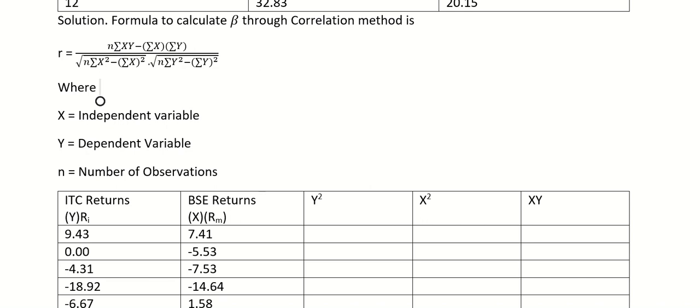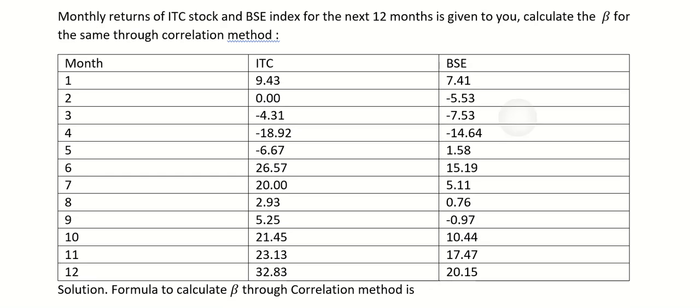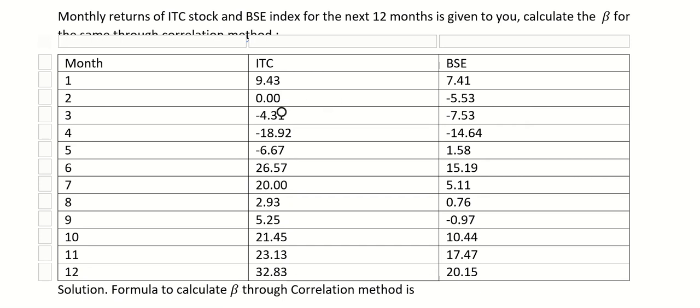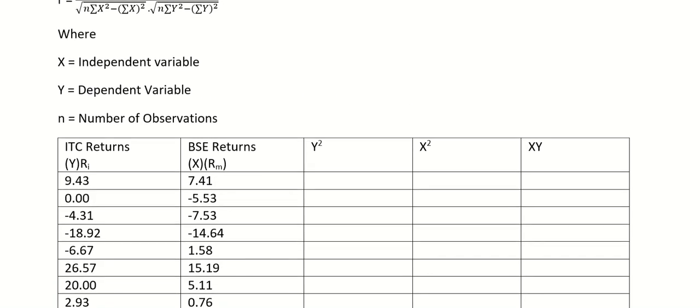So let's move forward. One thing is very important when you calculate beta. That is, do not interchange the values of x and y. X is always the independent variable and y is always the dependent variable. Okay. So do not interchange. If you interchange it, you will commit a mistake, then the whole question will go wrong. So never ever get confused between x and y. X is always independent. So here BSE is the independent variable because ITC's return would be dependent on the returns of BSE. So BSE is x and ITC is y, right? And n is the number of observations, right?